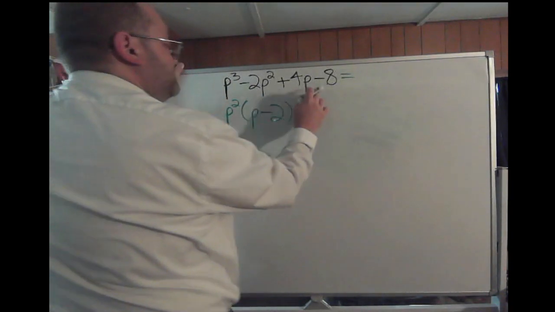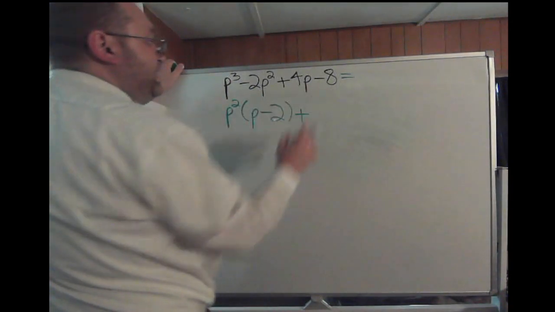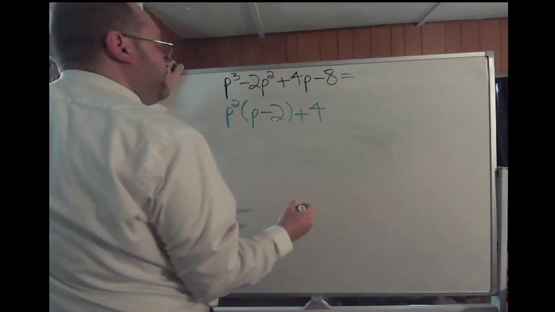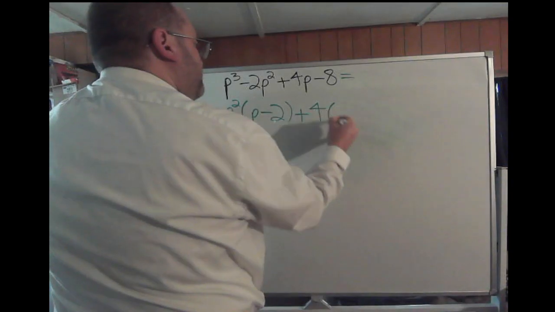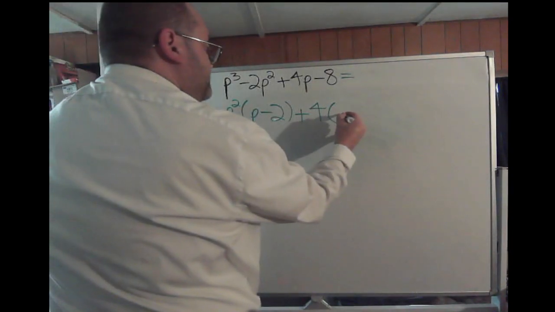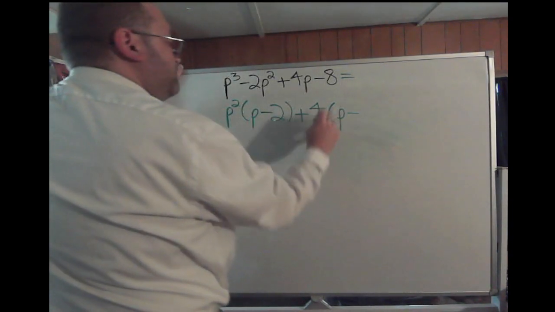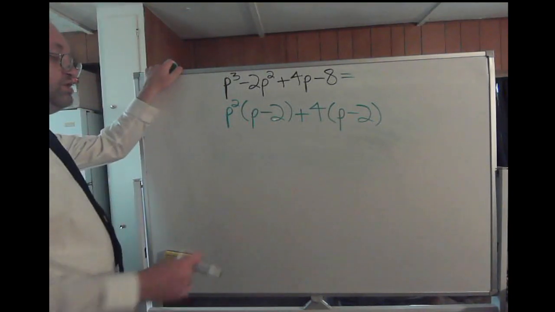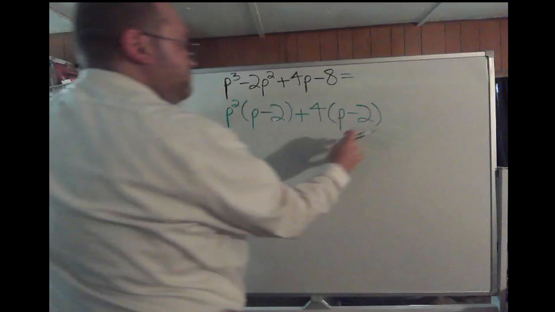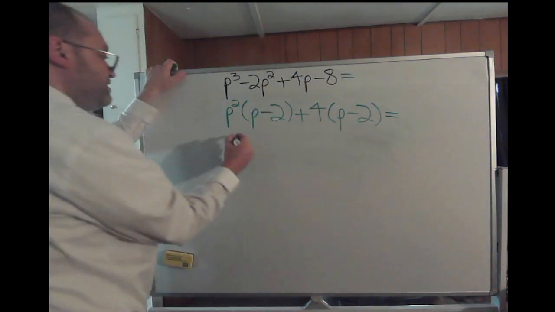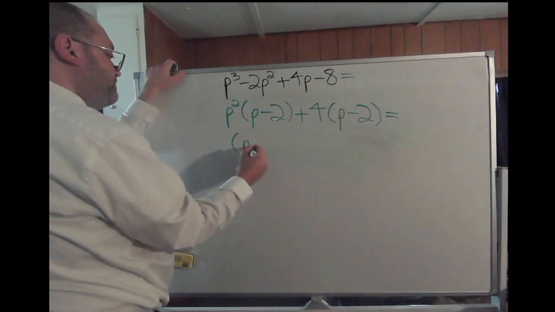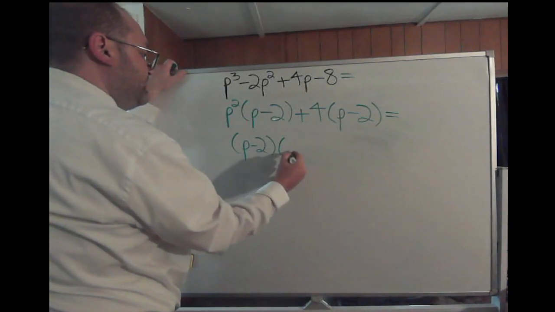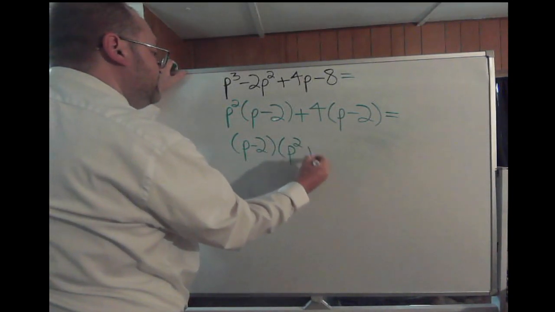Plus, now we'll deal with the second two terms. Between 4p and 8, you can factor out a common 4. Now, 4 times what equals 4p? Well, simply p minus 4 times what equals 8? That'd be 2. So now you got two terms with a common factor of p minus 2. Let's factor out the p minus 2. Alright, so all you're going to have left is the quantity of p squared plus 4.